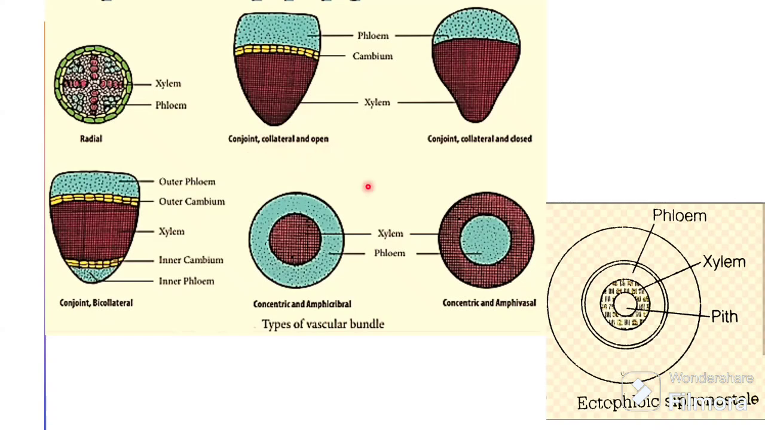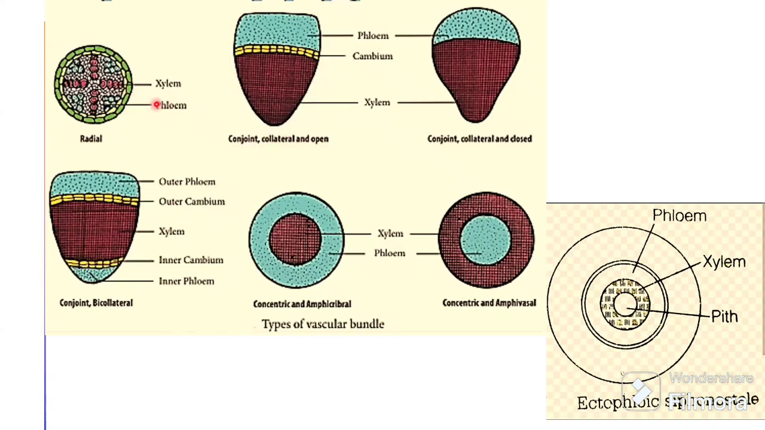Conjoint and collateral means here the vascular bundles have xylem and phloem both present together, and xylem is present on the inner side of the phloem. You can see here that xylem and phloem are present together, and xylem is at the inner side of the phloem. Whereas in radial type of vascular bundle, xylem and phloem are not present together and are arranged separately. Whereas in conjoint and collateral, they are arranged on the same radii, xylem placed toward the inner side of the phloem. So, I hope you understand the meaning of conjoint, collateral, open, and endarch.